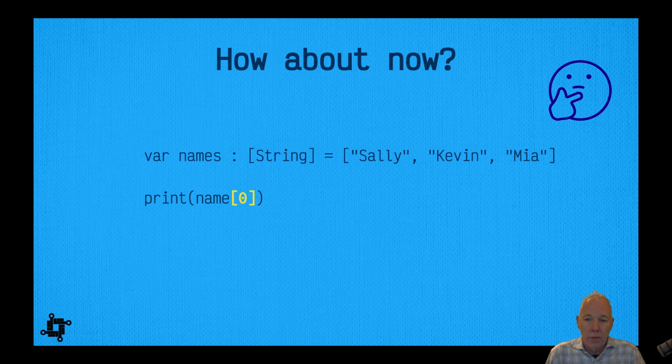So let's do another one. Now we have print name 0. So this is the 0th element of the array. Well, we said we start counting at 0, so that means that it's probably Sally that will print, and that's correct. So when we do 0 here, we get Sally.